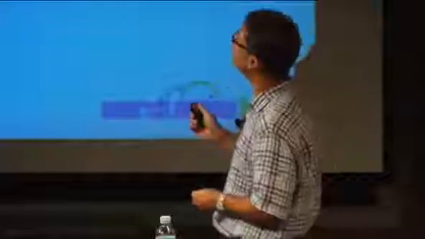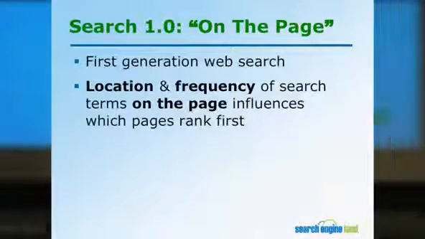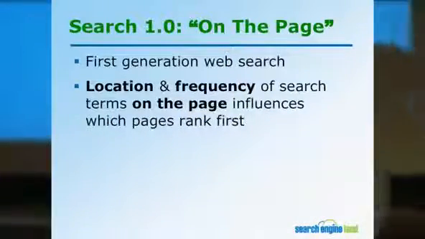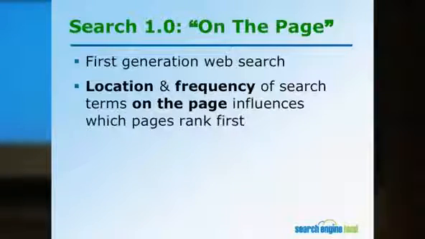So the idea is that we've had these changes, and that we've had an upgrade to search, and that there are some significant changes coming that marketers like yourselves need to be aware of. So I want to go back in time a bit and talk about what came before 3.0, and 2.0 or 1.0, before 4.0 and so on. So Search 1.0 to me would have been first generation web search, the idea of location and frequency of the terms on the page.